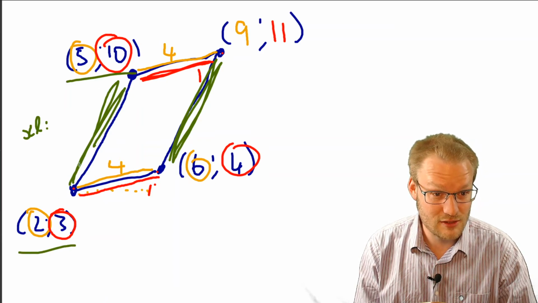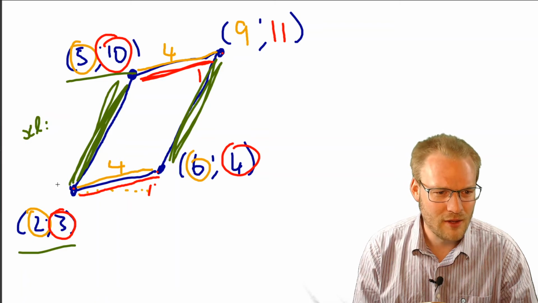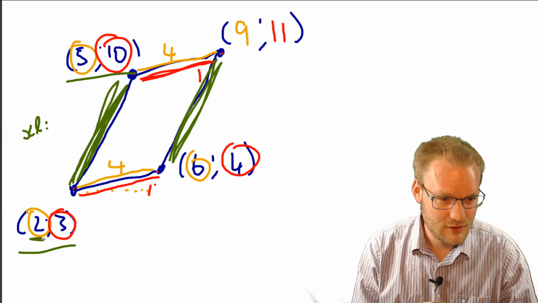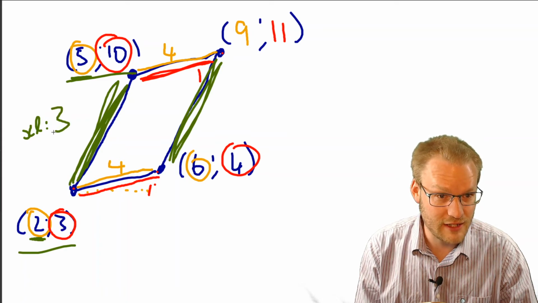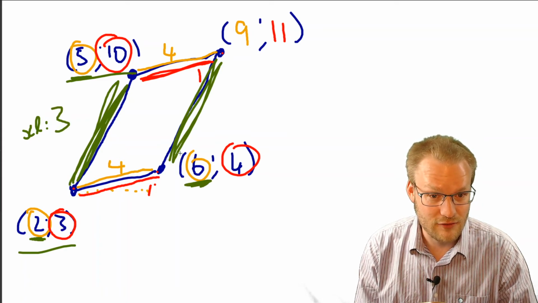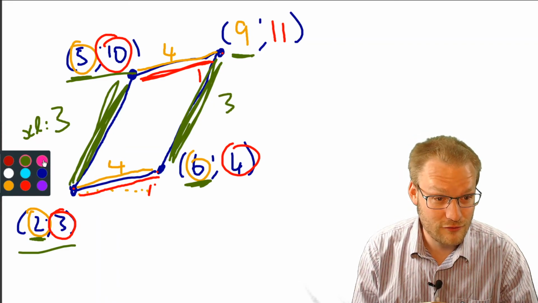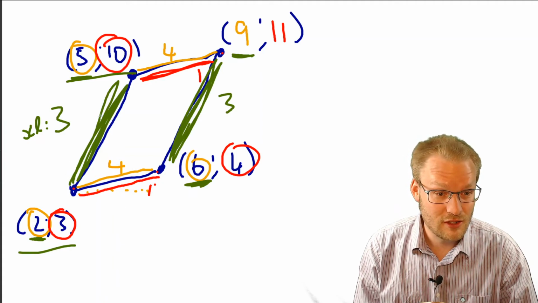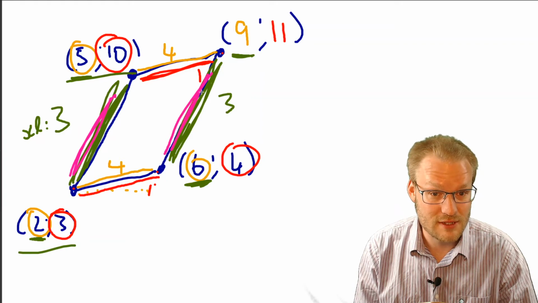Because that's what this side joins, this point and this point. Could have labeled them A and B or something. The x length goes from 2 to 5, so the x length is 3. So the x length from this up to here, hey, notice how it's also 3. So it works out.